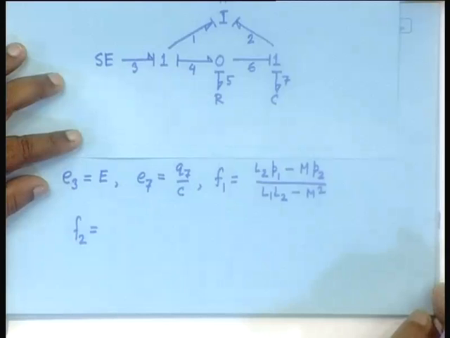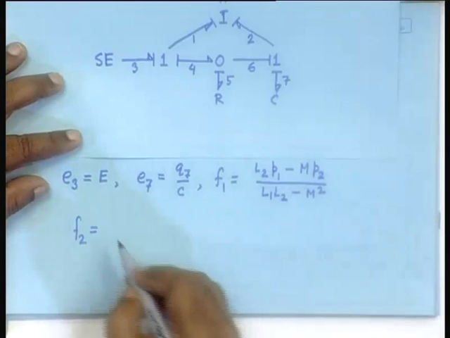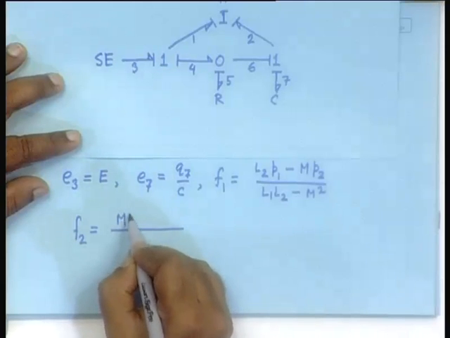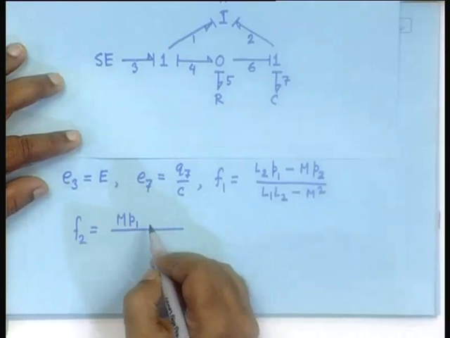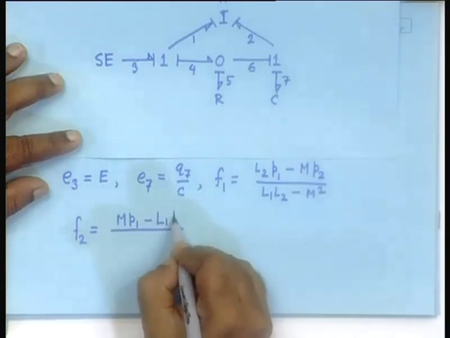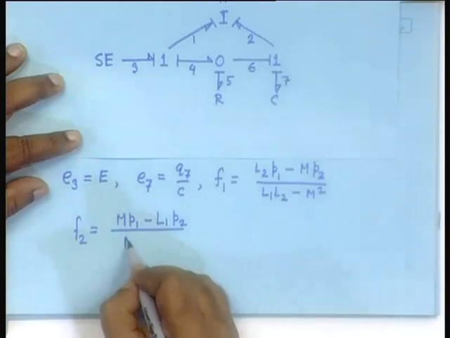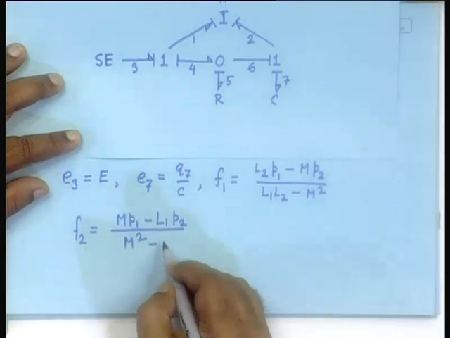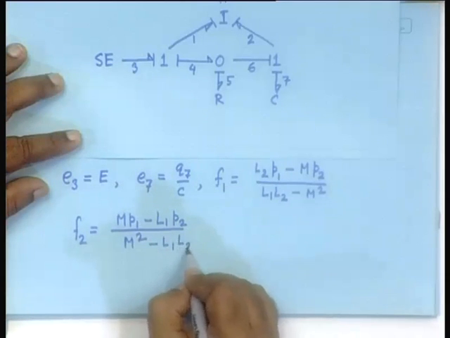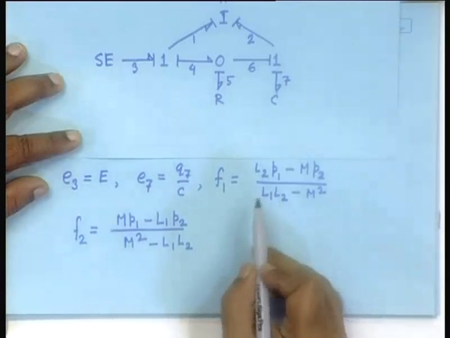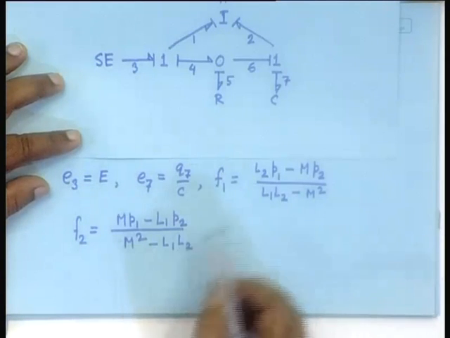Let us check that. F2 will turn out to be M P1 minus L1 P2 divided by M square minus L1 L2. So, these 2 can be obtained from the original equation.